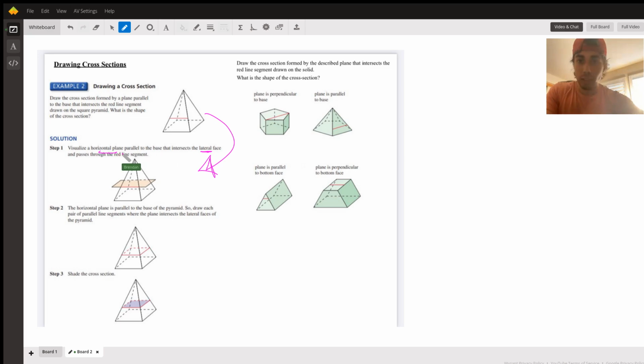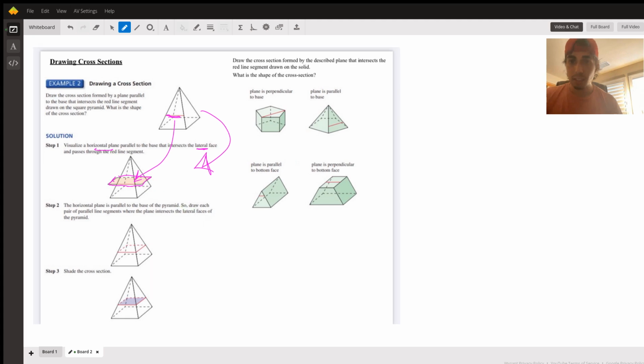So when we say a horizontal plane, that's talking about this guy right here. Parallel to the base, right? That's saying it's the same angle, the same slope as the base, right? They're going the same direction. And it intersects the lateral face. That's saying it's cutting through the sides. And then it passes through this red line segment, right? It's passing through this guy, right?